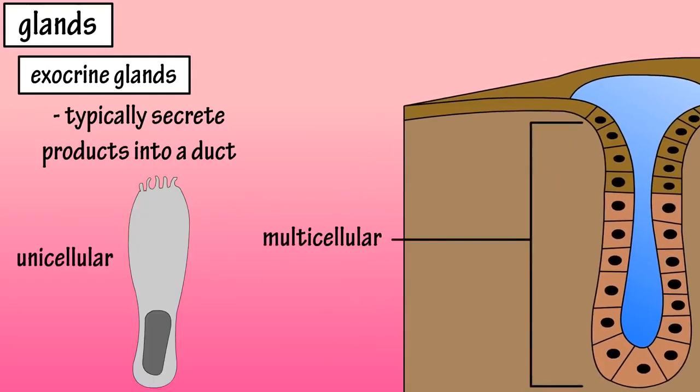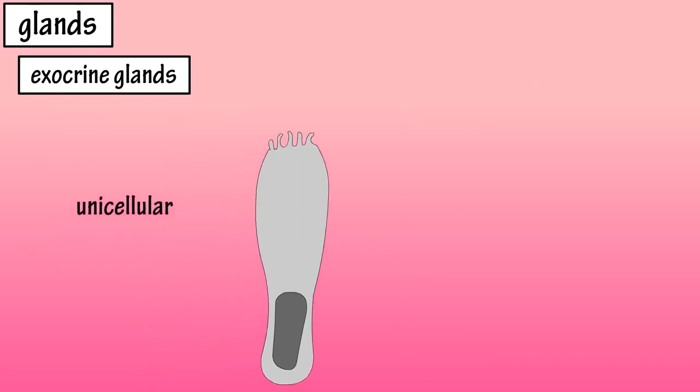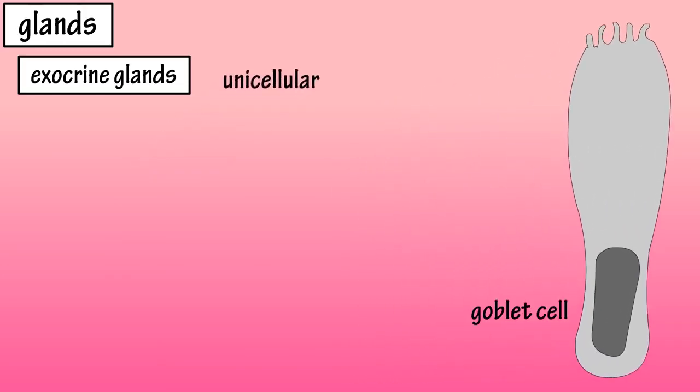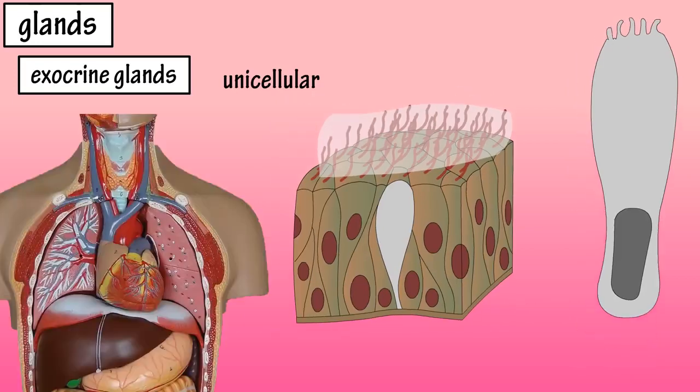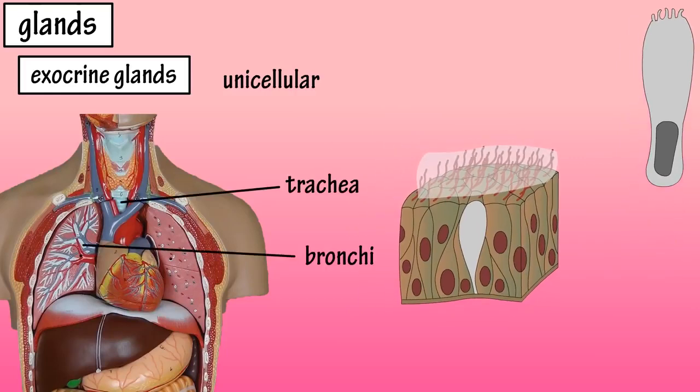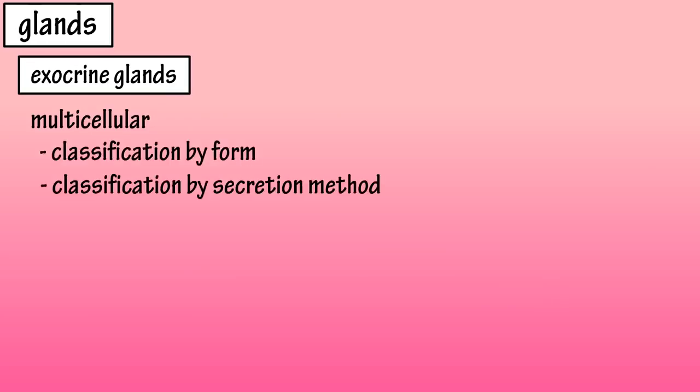Unicellular exocrine glands do not contain ducts, and the multicellular glands do contain a duct system. An example of a unicellular exocrine gland is the goblet cell, which can be found in epithelial tissue and secretes mucin, which forms a mucus layer coating certain tissue areas, such as the air passageway in the trachea and the respiratory system. Multicellular exocrine glands can be classified in two different ways, by their form or by their secretion method.